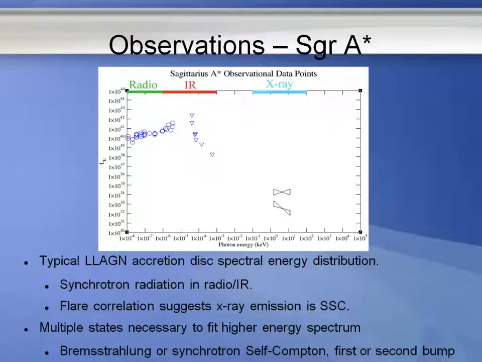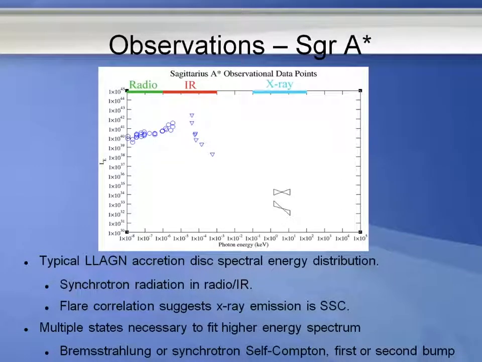This is a spectral energy distribution for Sagittarius A Star. Up at the top, I've just noted very rudimentarily the radio, infrared, and X-ray bands, so it'll be obvious whenever I'm talking about one or the other. The points on the left here in the radio are actual data points. The upside down triangles here are upper limits. And then the bow ties out here indicate a flaring and a quiescent state seen in the X-ray.